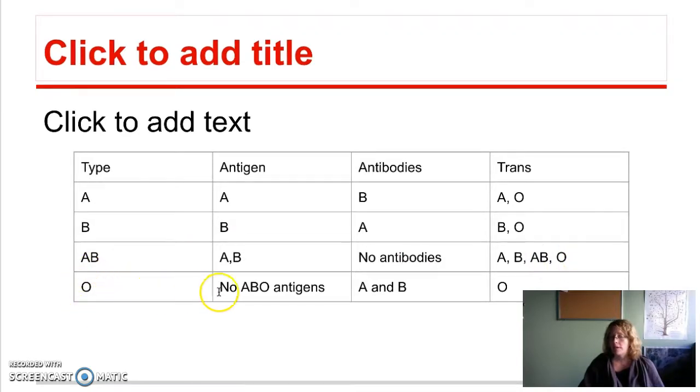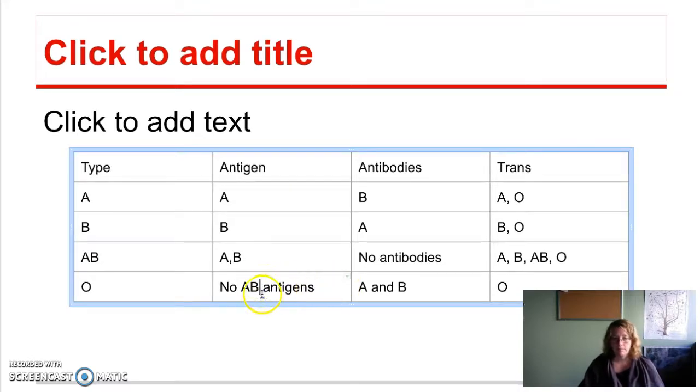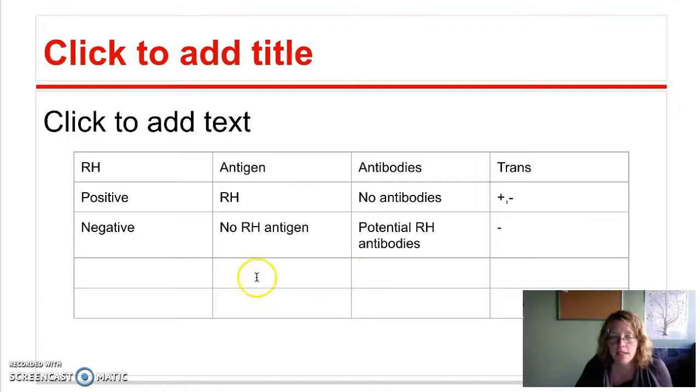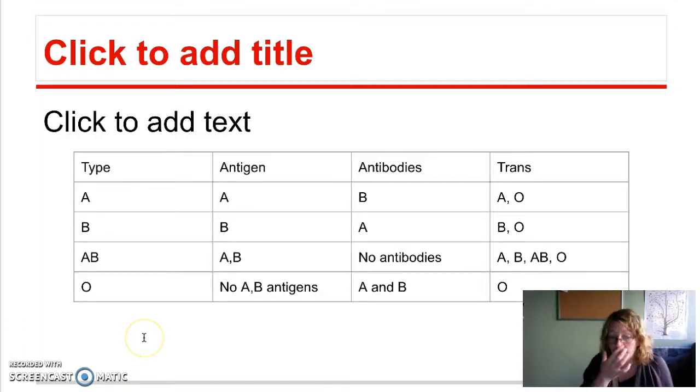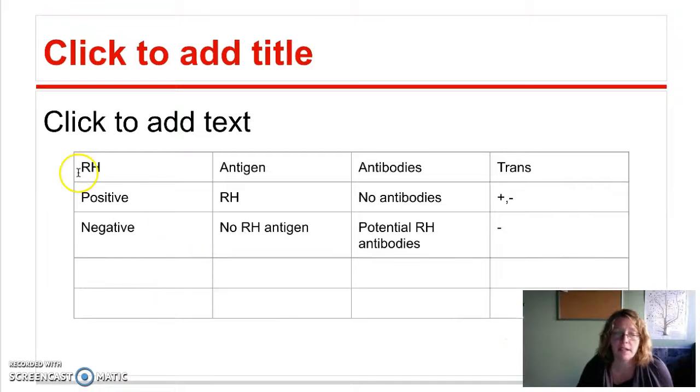If you have type O blood, that means that you do not have any AB antigens. And having no AB antigens means that you make antibodies for type A and type B. So AB is seen as foreign. And so your only transfusion option is type O. Okay, so if you have type O blood, you can give your blood to everyone, but you can only get type O. And then the next thing we're going to talk about is Rh factor.